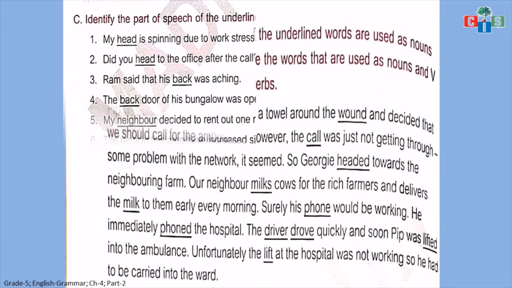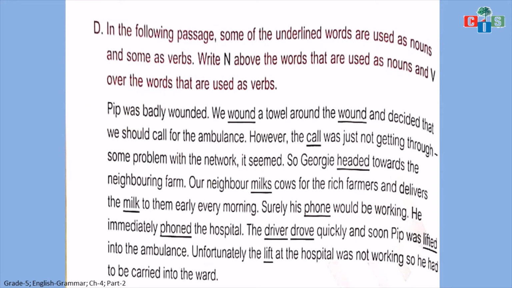Next exercise. In the following passage, some of the underlined words are used as nouns and some as verbs. Write N above the words that are used as nouns and V over the words that are used as verbs. We have to do the same as in the previous exercise, but the pattern is different here. The underlined words are there, and we have to tell whether they are working as a verb or as a noun.